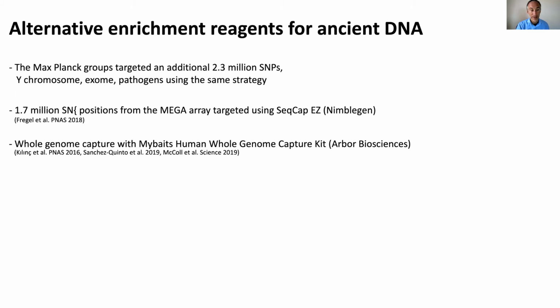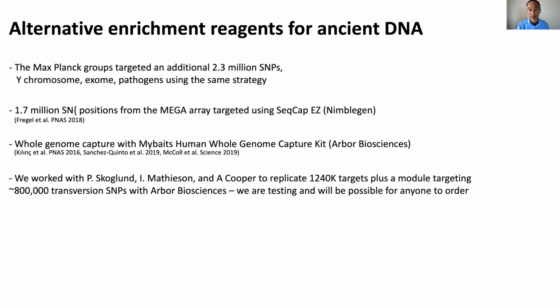There's been a reagent developed specifically with the goal of ancient DNA analysis, at least in part, by Arbor Biosciences, and it's been used in 3 published papers in Science and PNAS. We worked with Pontus Skoglund, Ian Mathieson, and Alan Cooper to replicate the 1240K target sets plus a module targeting an additional 800,000 transversion SNPs. With Arbor Biosciences, another company, we're actively testing this, and it should be possible for anybody to order this, and I'm excited about that. We don't yet know how effectively it works, but that should be an exciting reagent for the community.